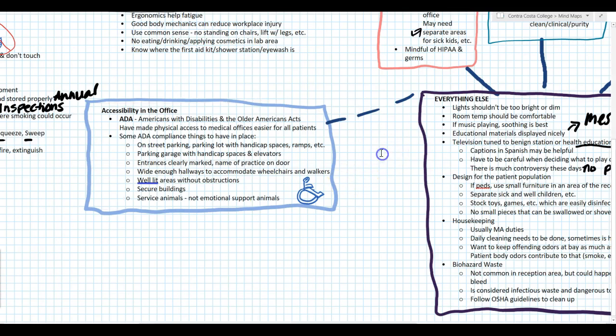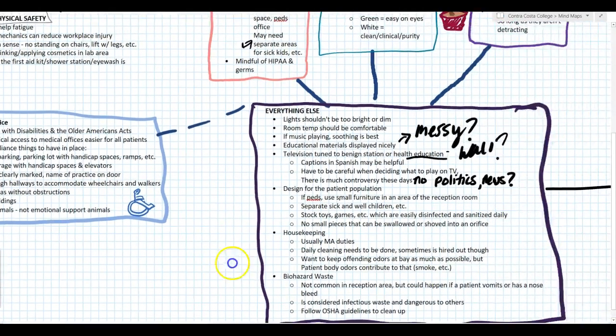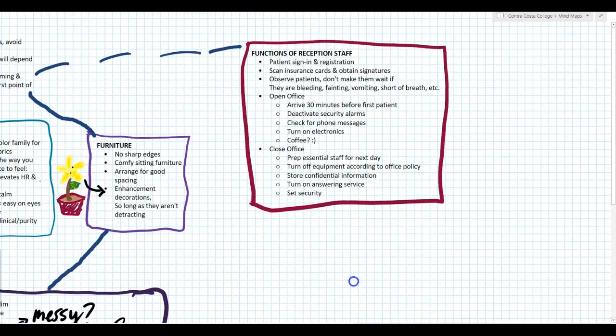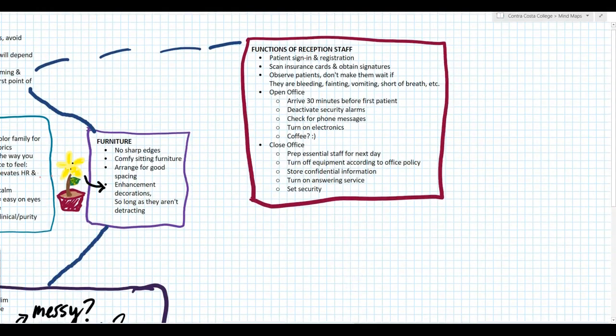The last section that we have, I'm going to slide over here, are the functions of the reception staff. So the reception staff functions to help patients sign in and register. They scan the insurance card and obtain all the signatures on the necessary insurance forms so that we can be reimbursed.